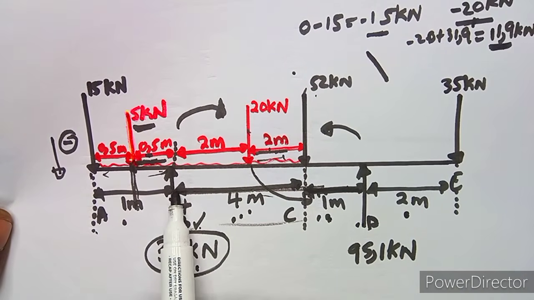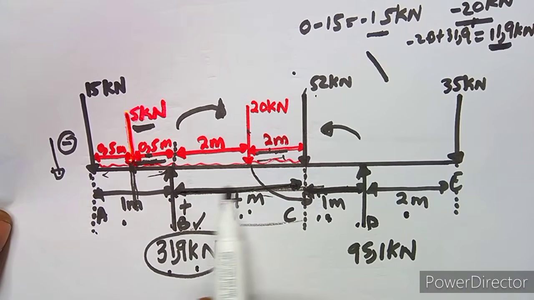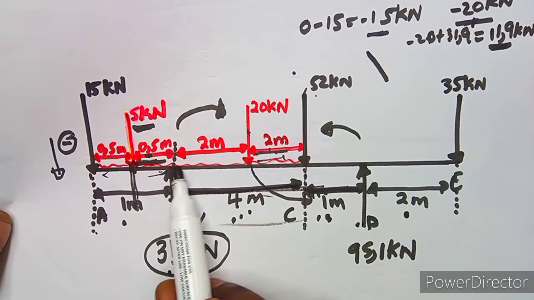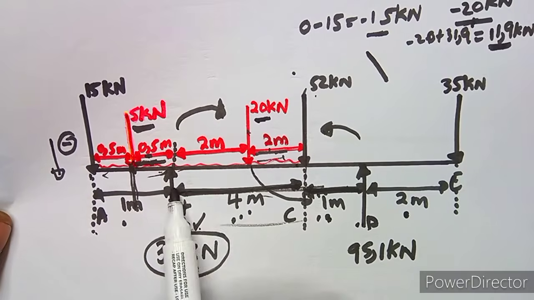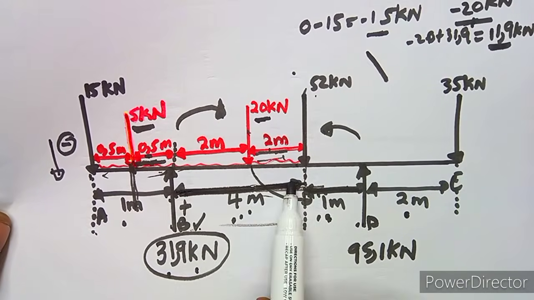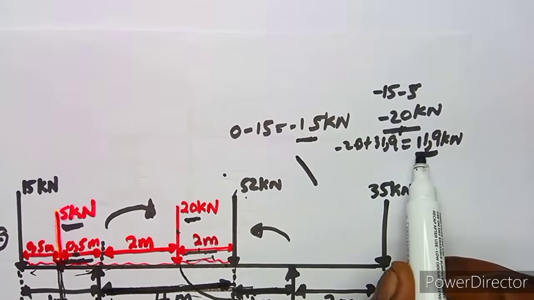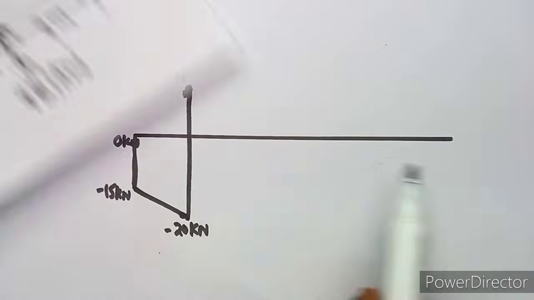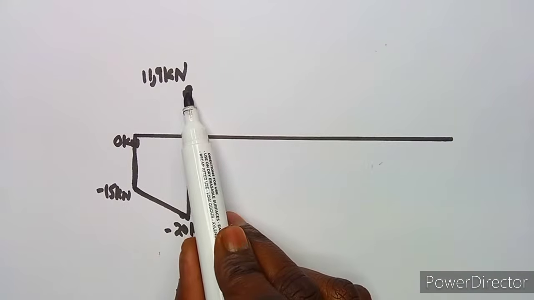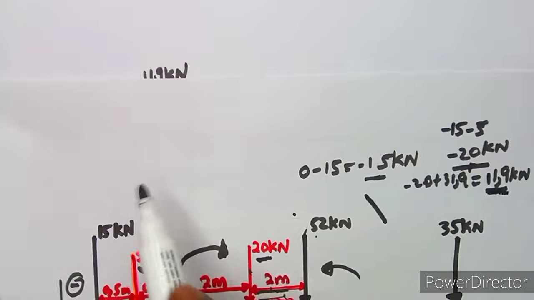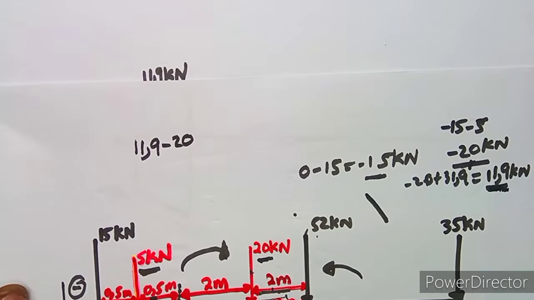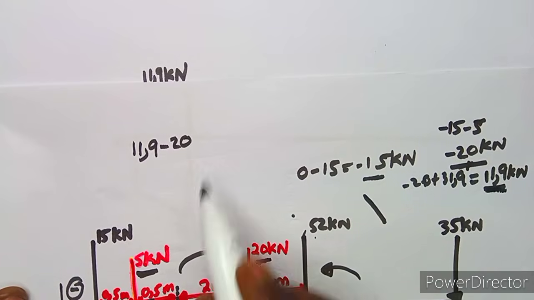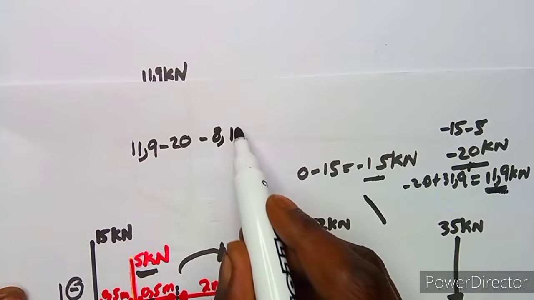Then from B to C, there's a distributed load for 4 meters. This one is still distributed. So we are going to subtract minus 20 because it's the one that is between these 4 meters. Where are we subtracting? Where we are now at 11,9 here. At 11,9, you subtract 20. So 11,9 minus 20. If you subtract this, you are going to obtain minus 8,1 kilonewton.